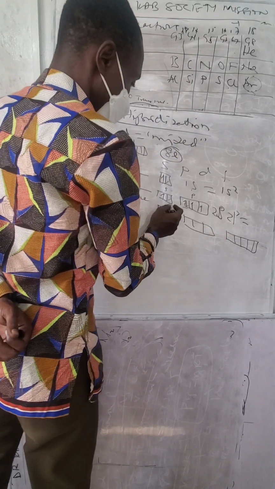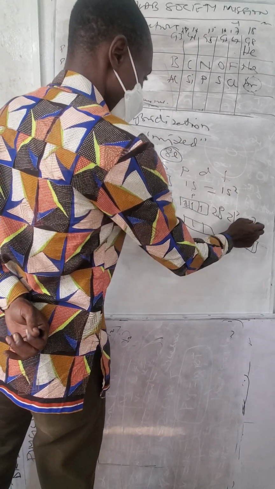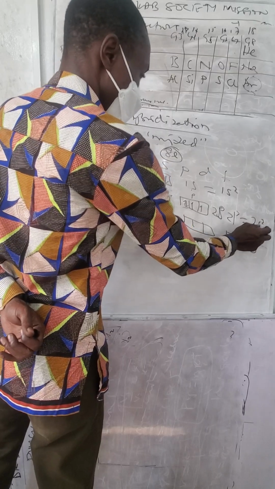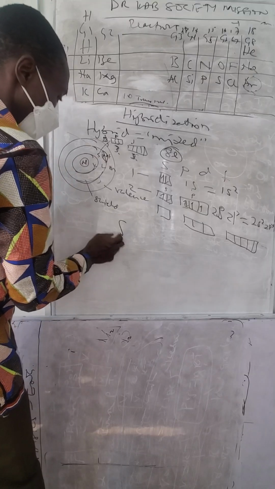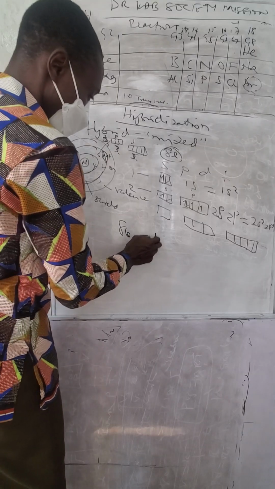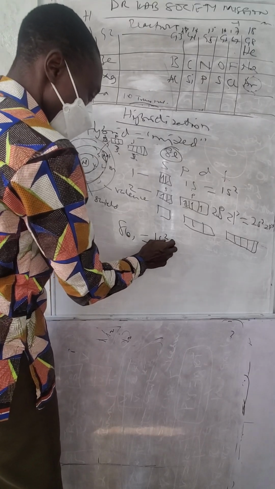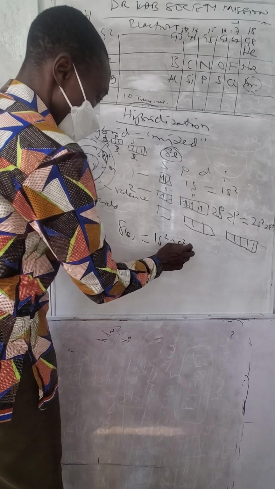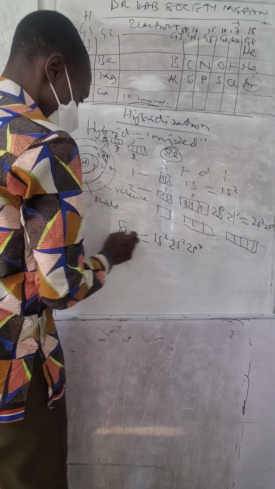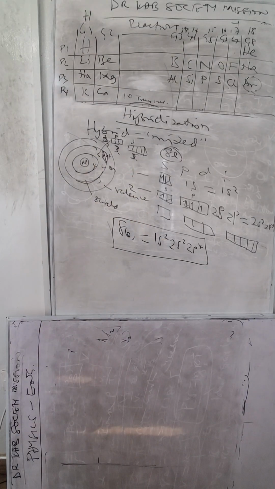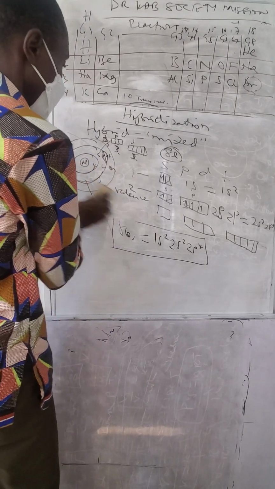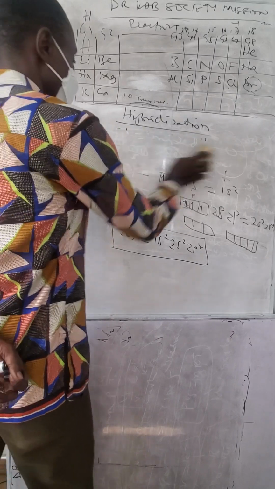So this is going to be what? 2s2, 2p4. So it means the configuration for 8 electrons will be what? 1s2, 2s2, 2p4. This will be the configuration. Okay. Right. So let's try another one. Let me clean that so you can have a look at it.